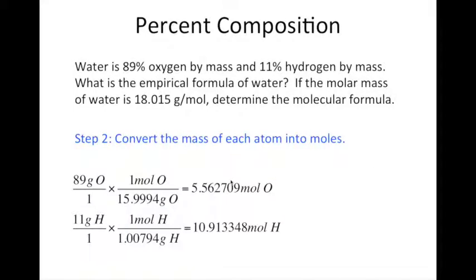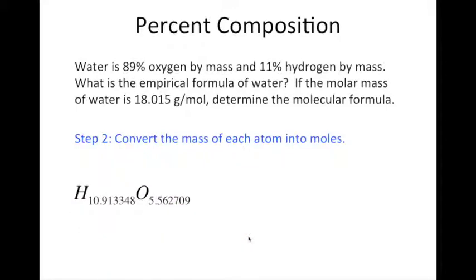The second step is to convert the mass of each compound into moles. So we take our 89 grams of oxygen and use the molar mass to convert that into moles. And then we take our 11 grams of hydrogen and use the molar mass of hydrogen to convert that into moles. So basically what that tells us is that our formula is H 10.913348 moles and oxygen 5.562709. But of course, a chemical formula has to be the simplest whole number ratio.